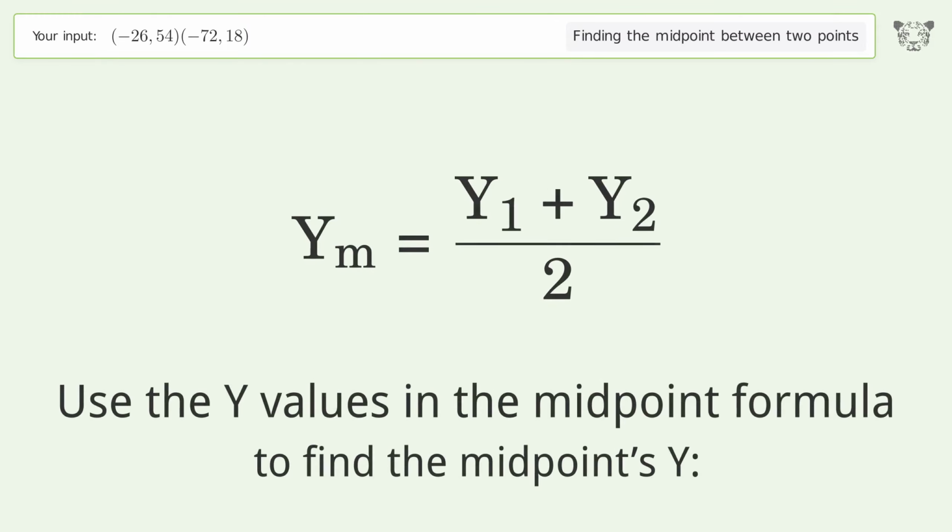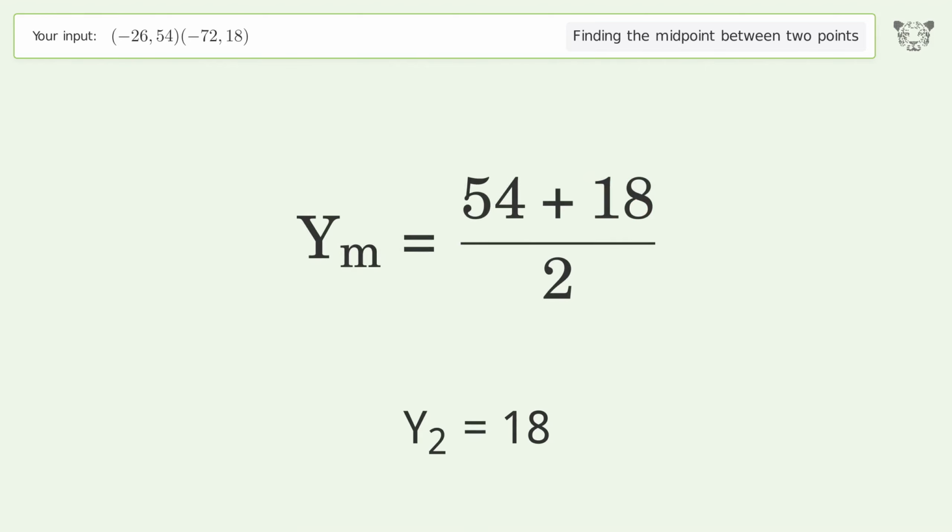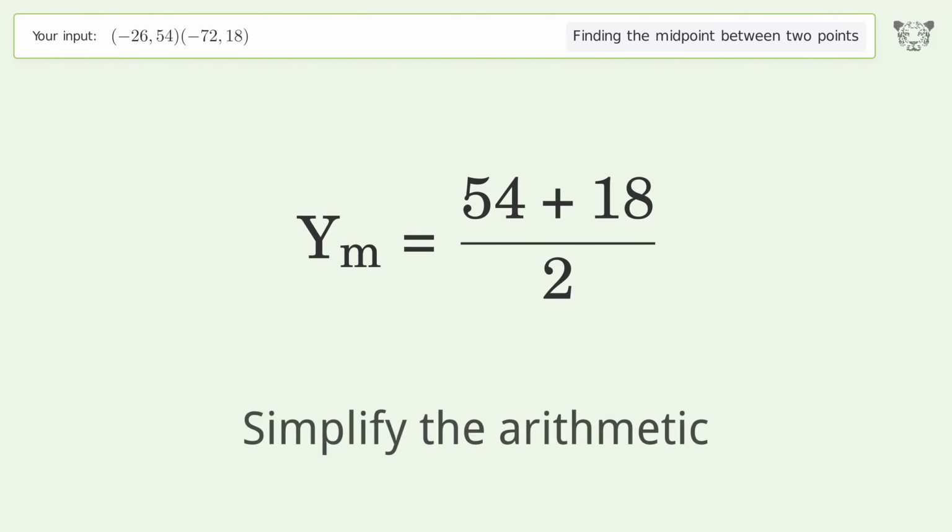Use the y values in the midpoint formula to find the midpoint's y. y1 equals 54. y2 equals 18. Simplify the arithmetic.